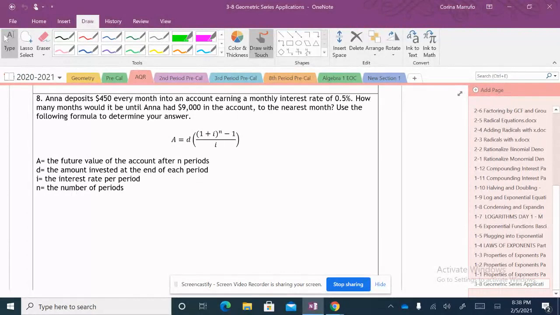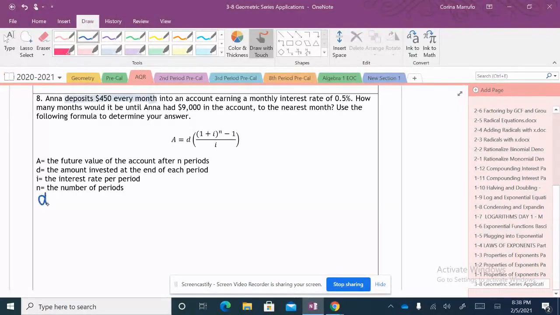Use this following formula to determine your answer. Okay, so I'm going to go ahead and go through all of this. It does say that she deposits $450 every month. Now remember, we do have to take into account what they're giving us. Is it every month? Is it every year? And all of them need to match up. If one says months and the other one says years and the other one says quarterly, we need to convert it so that they're all within the same time frame, whether it's monthly, quarterly, annually, whatever it is. Okay, so this one says it deposits $450 every month.